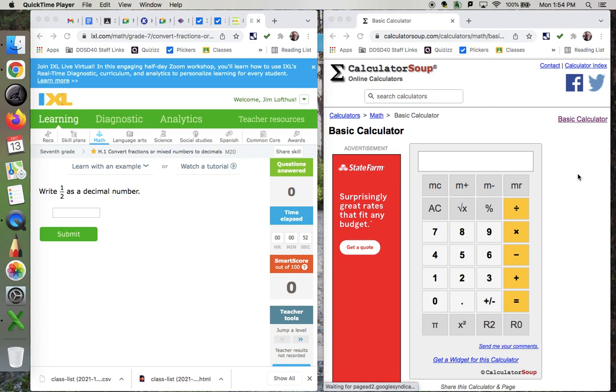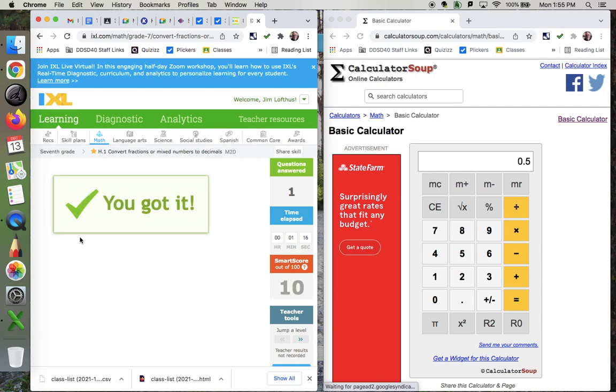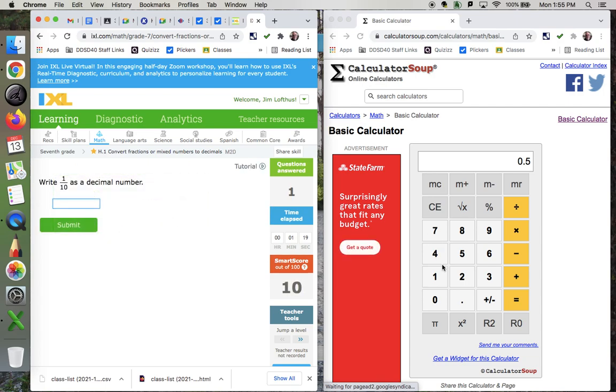And to change a fraction to a decimal, it's just division. It is the numerator divided by the denominator. So if I didn't know what 1/2 was, I could just do 1 divided by 2. Hit equals. So I put in 0.5. And then I'm going to do 1. Let's clear this over here. 1 is the numerator, 10 is the denominator. 1 divided by 10 is equal to 0.1.